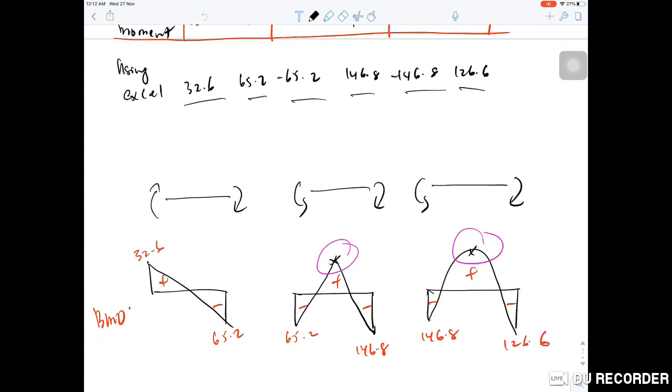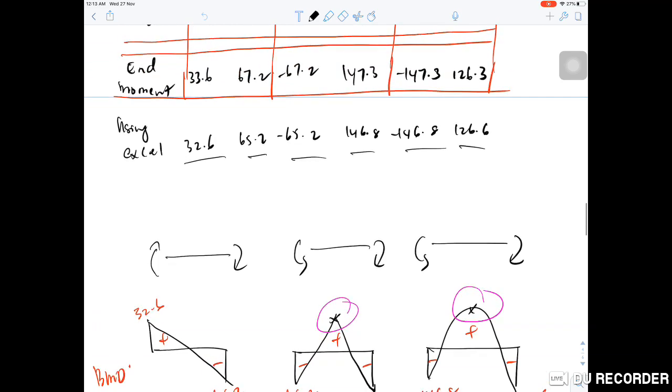Okay, I want to highlight the shear force diagram and bending moment diagram, how to draw the shear force and bending moment diagram using the end moment that we get from the moment distribution method.